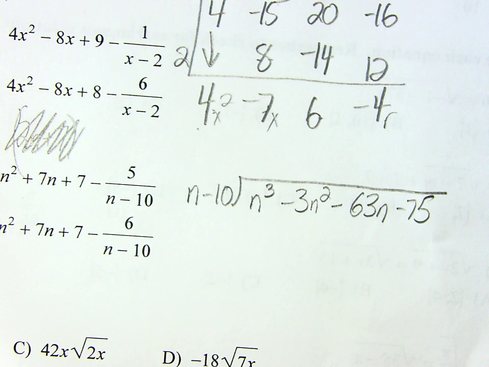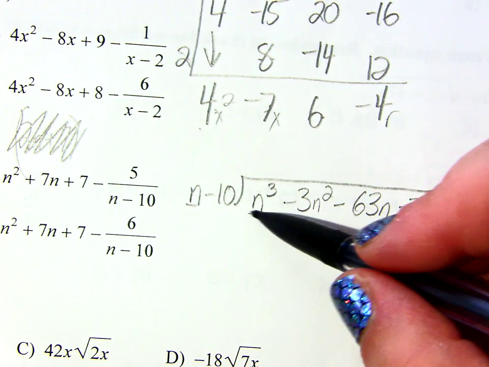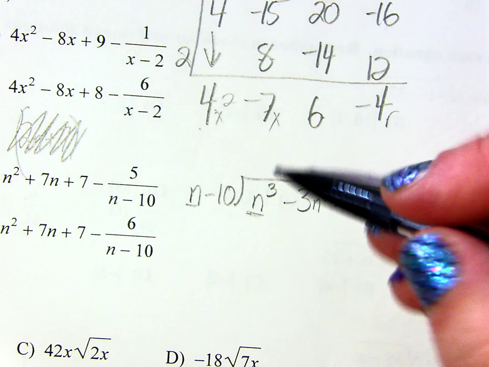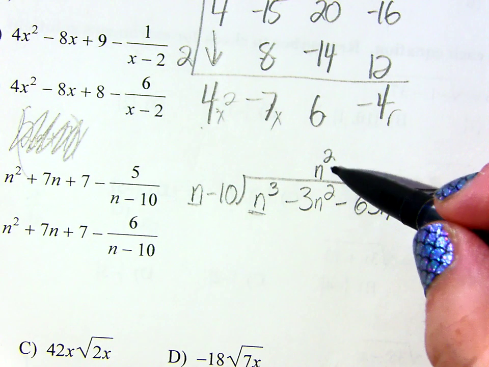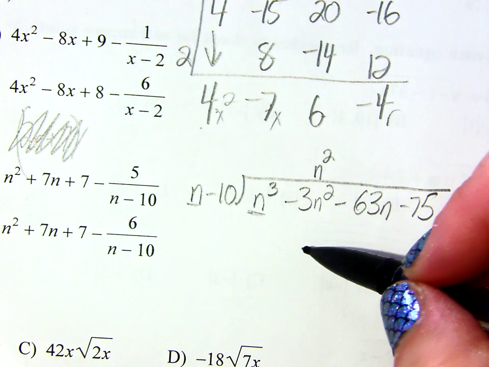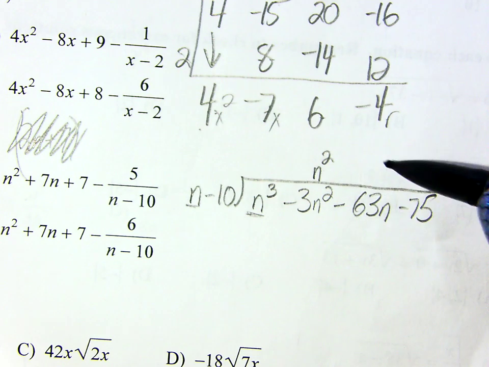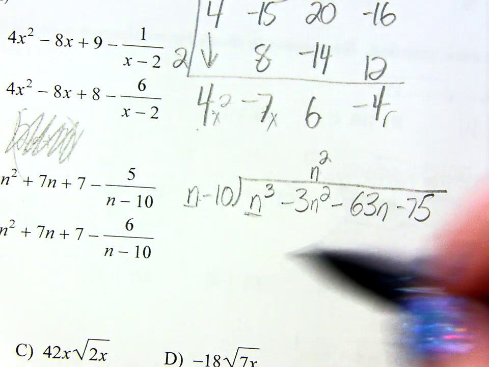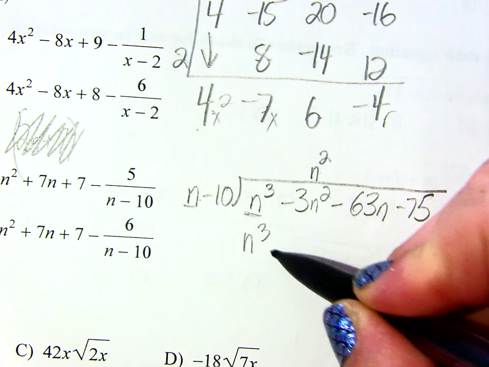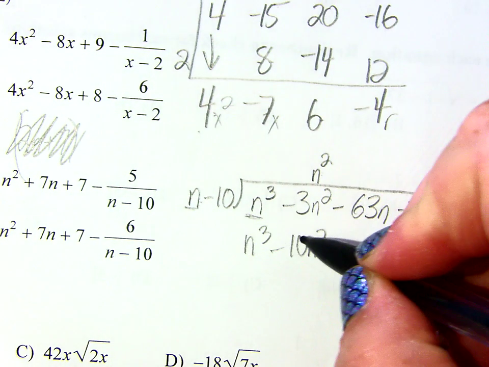So just to recap long division, you ask yourself, what do I multiply n by to get n to the third? N squared. So I put n squared up at the top, and then I multiply n squared times what's out in front. Remember, you want to keep everything in columns, so all the n squareds go here, all the n's go here, all the single numbers go here. So n squared times what's out in front, that's n cubed minus 10n squared. But then what must you do? You have to subtract both of these.